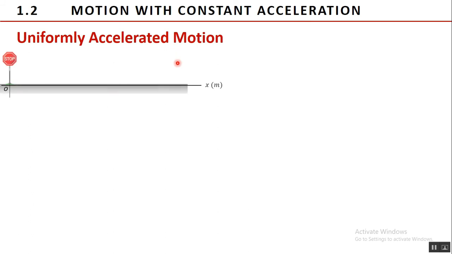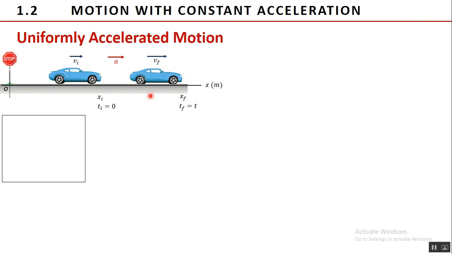To begin with the anatomy of equations for uniformly accelerated motion, let us consider again a car in which, initially at time t sub i, which is 0, it has an initial position x sub i from the stop sign as origin and is moving towards the positive x-axis at a velocity of v sub i. Then the car speeds up with constant acceleration a. At a later time t sub f, its position is at x sub f with a final velocity of v sub f. Now this is where the story begins.